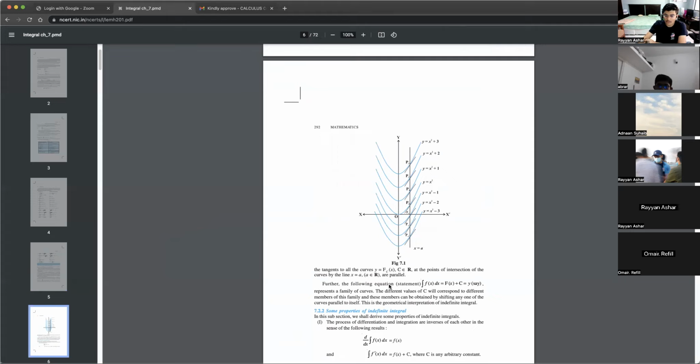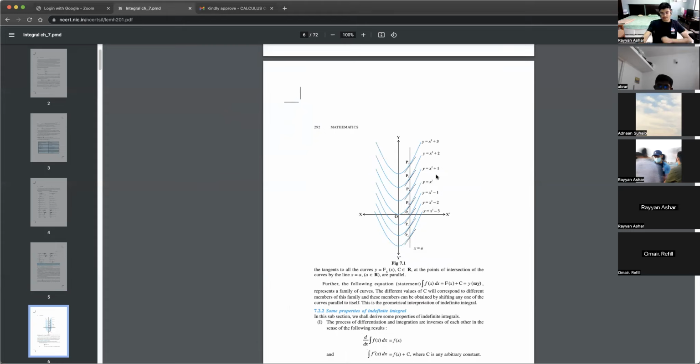Further, the integral of f(x) dx is equal to F(x) plus c, which is equal to y, represents a family of curves. The different values of c will correspond to different members of this family, and these members can be obtained by shifting the curves parallel to itself. This is the geometrical interpretation of the indefinite integral. So this is what they said.